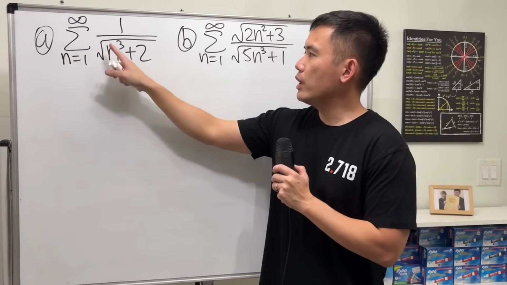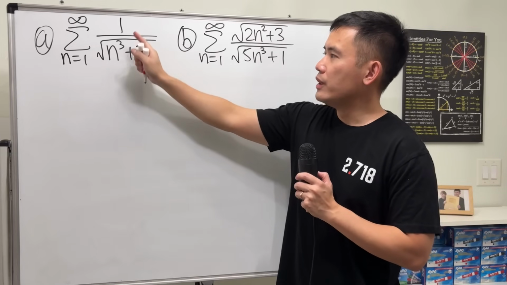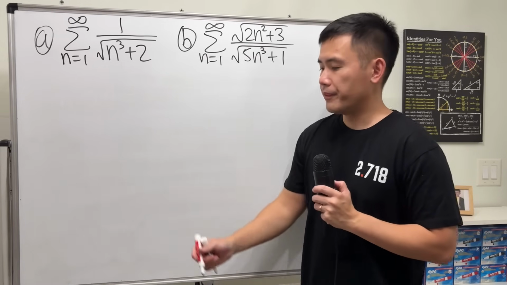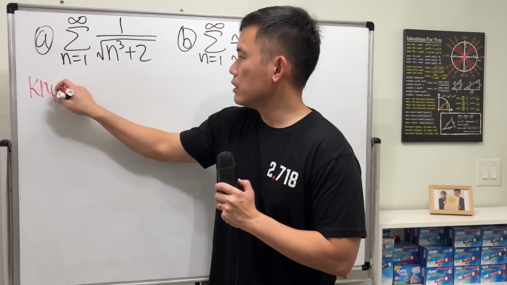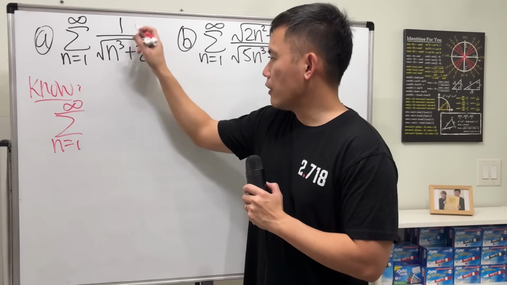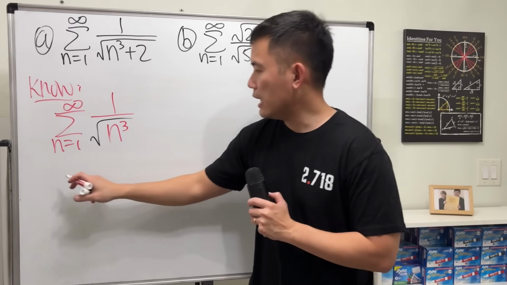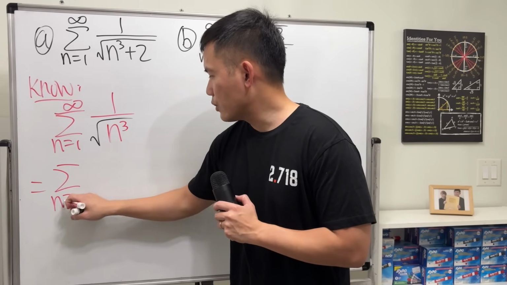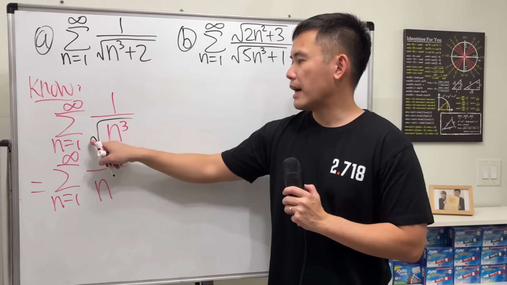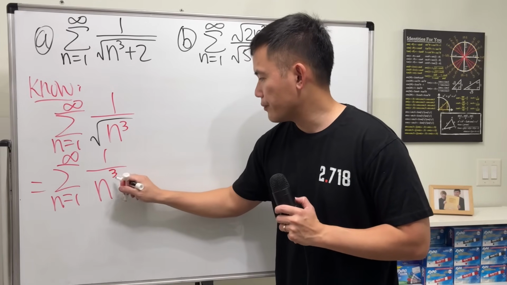So here we go. For the first one, we have the series as n goes from 1 to infinity of 1 over the square root of n cubed plus 2. So notice that if you just ignore the 2, you can write this as a 1 over n to the p series, right? So that's much better. The idea is that we know the series as n goes from 1 to infinity of 1 over the square root of n cubed is the same as the series of 1 over n to the third power, but with the square root, you divide the third power by 2, right? So that's 3 over 2.